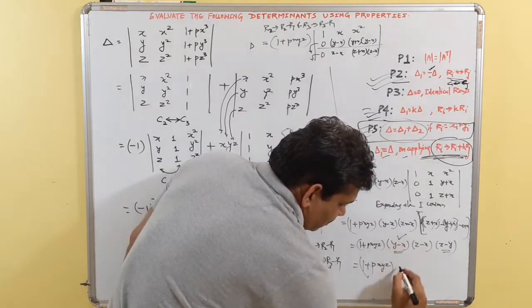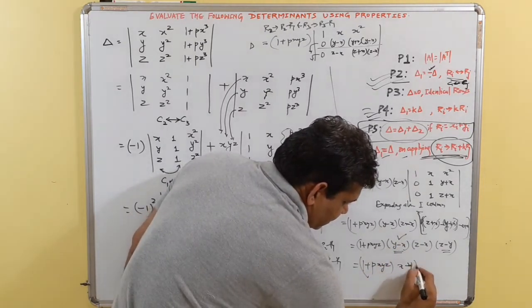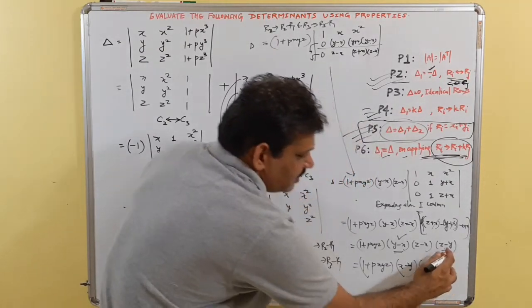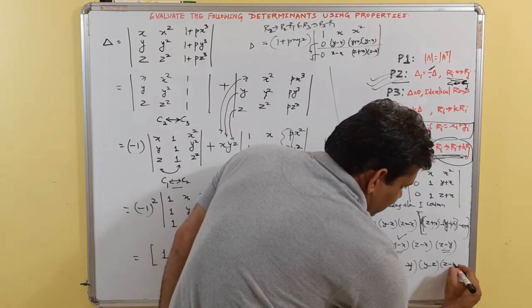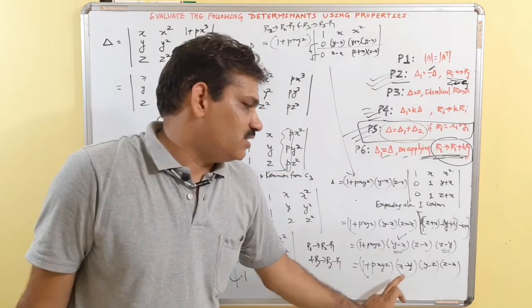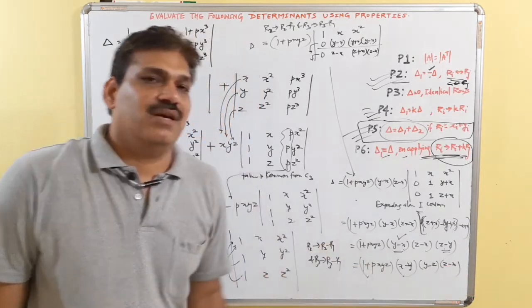This is x minus y when we take a negative sign common. This is y minus z after taking a negative sign common, and this is z minus x. So the value of this determinant is 1 plus pxyz, x minus y, y minus z, z minus x.